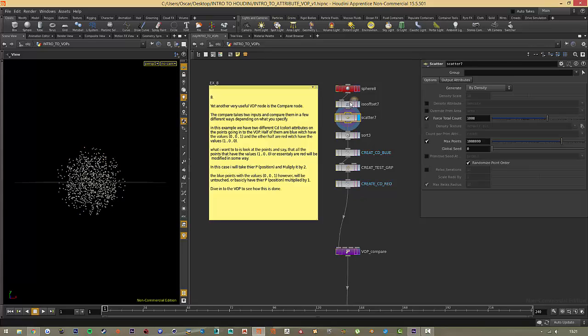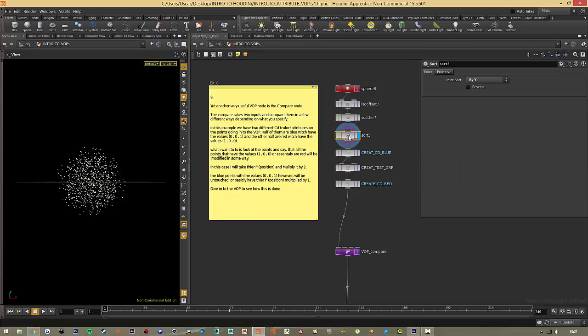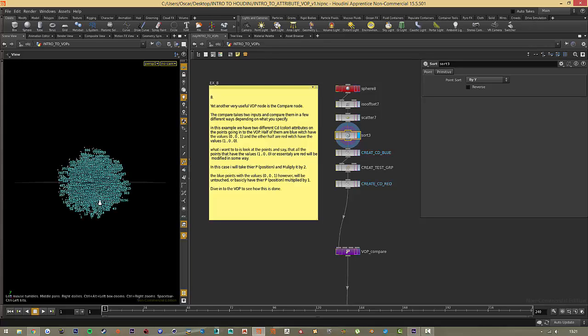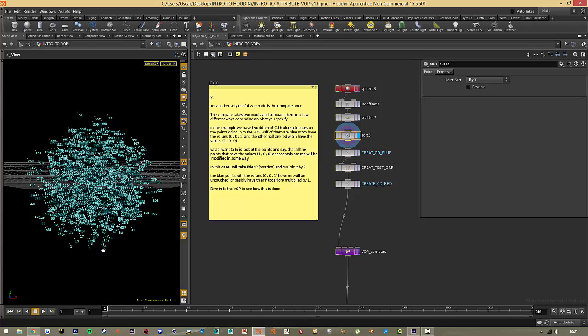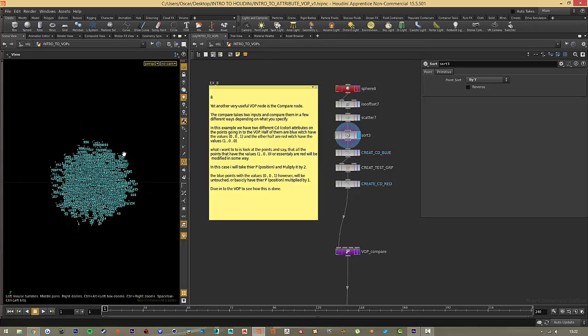We have a sphere, we make a volume, we make points. We make 1,000 points and we want to sort them by Y. Instead of X this time, we're gonna sort them by Y. So this means that our point numbers will go from 0 to 99 in Y direction, okay? We're not gonna worry about that, but just remember that it goes from 0 to 99 in Y direction.